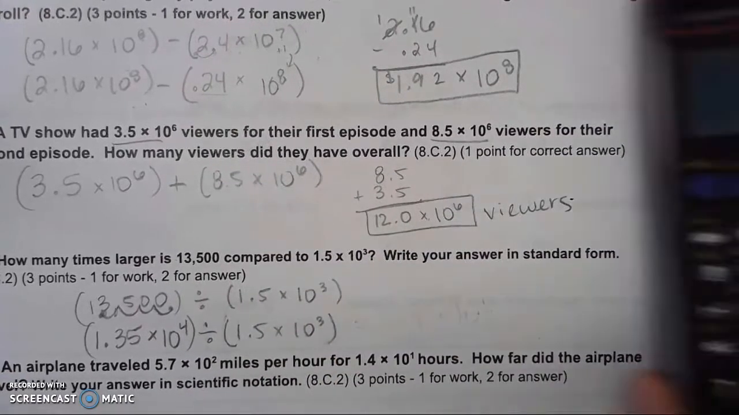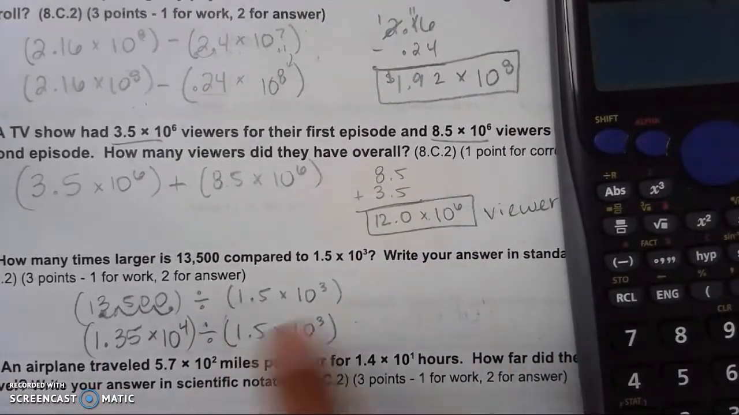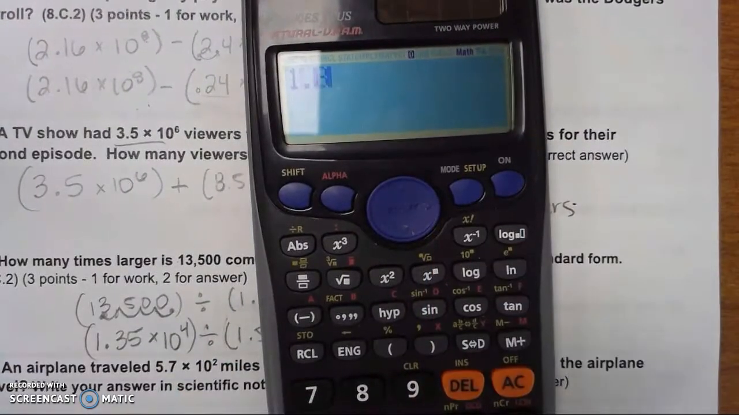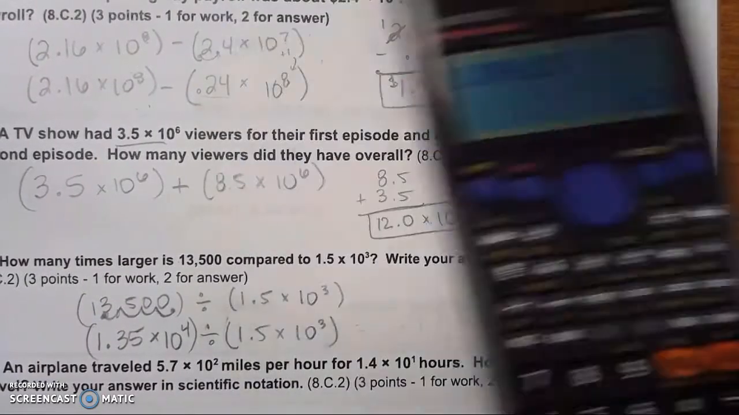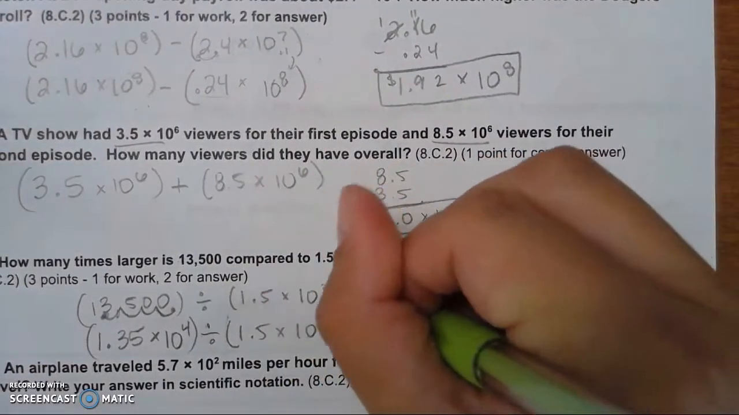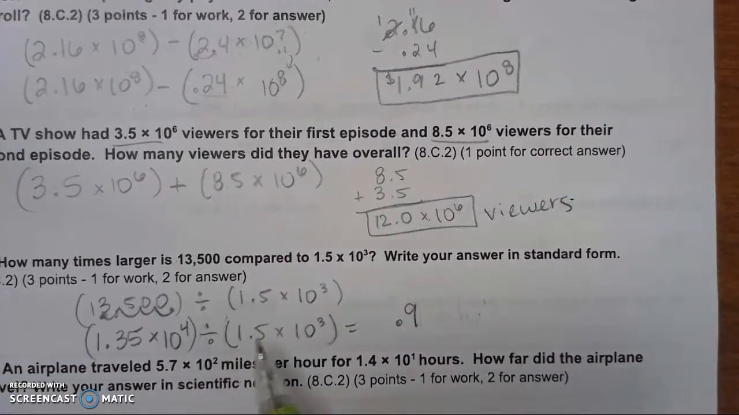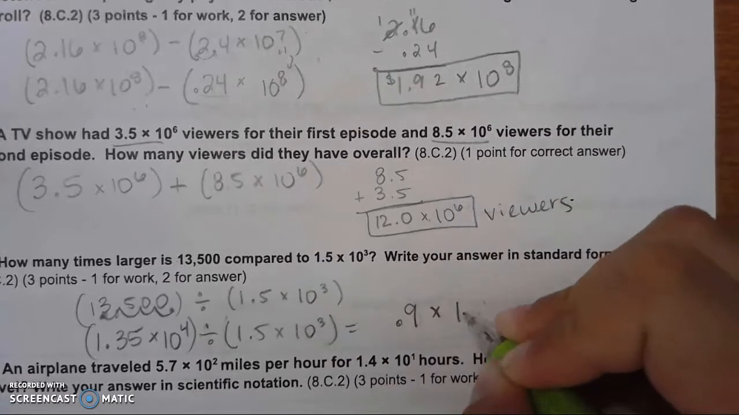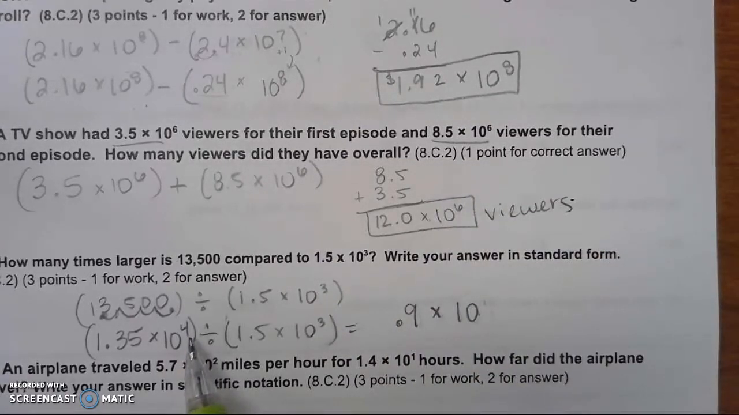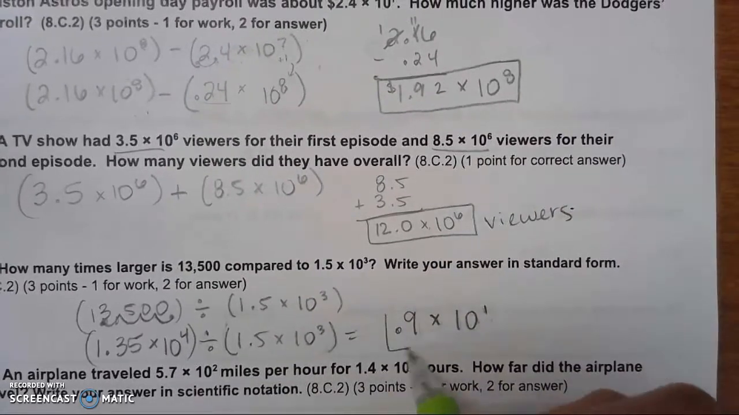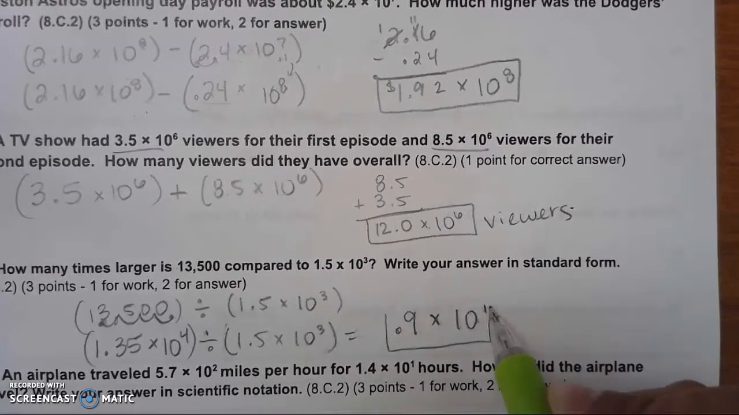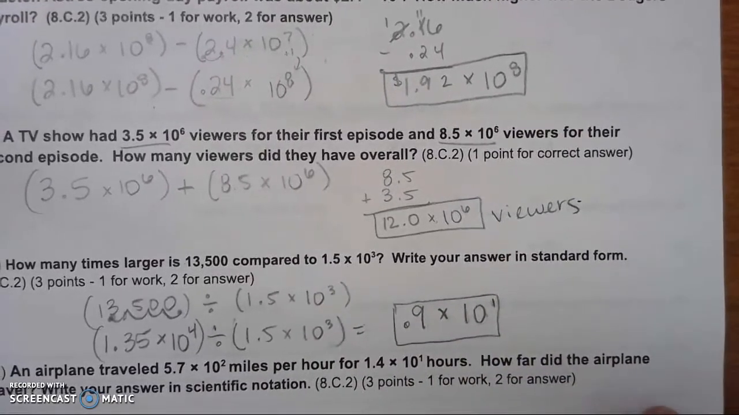So I'm going to use my calculator here to divide 1.35 and 1.5. So 1.35 divided by 1.5 is 0.9. And then 10 to the fourth power divided by 10 to the third, you have the same base, so you're going to keep your base of 10. And then remember, dividing with exponents, you just subtract. So 4 minus 3 gives you 1. And you can put that 1, or you don't have to, since 10 to the first power is the same thing as 10. But that is my answer.